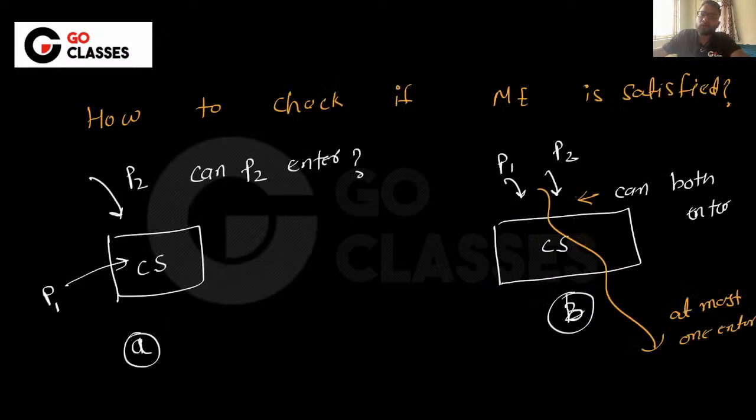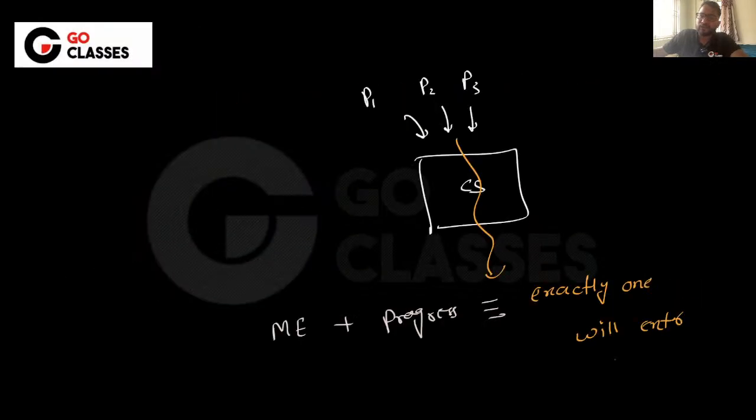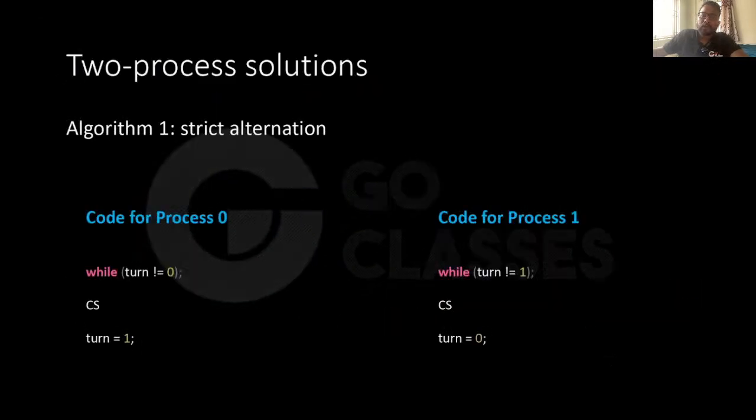So how to check for bounded waiting? I will make one of the processes wait in the waiting area and one of the processes be in the critical section. Then I will check whether it can be bypassed or not. Let's directly solve the questions, then you will get to know. So let's solve this question.